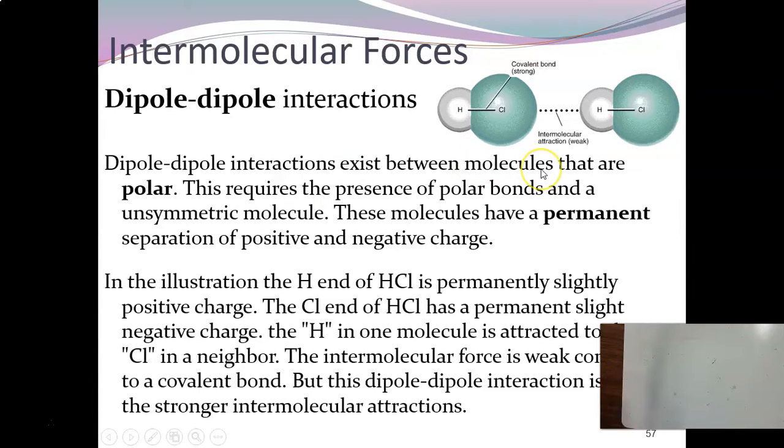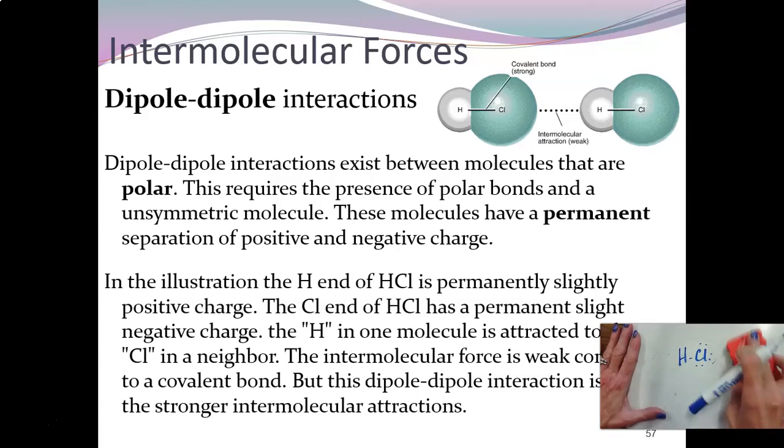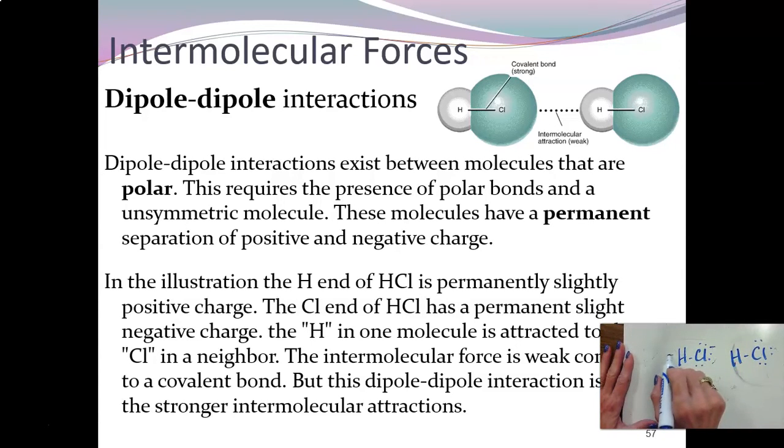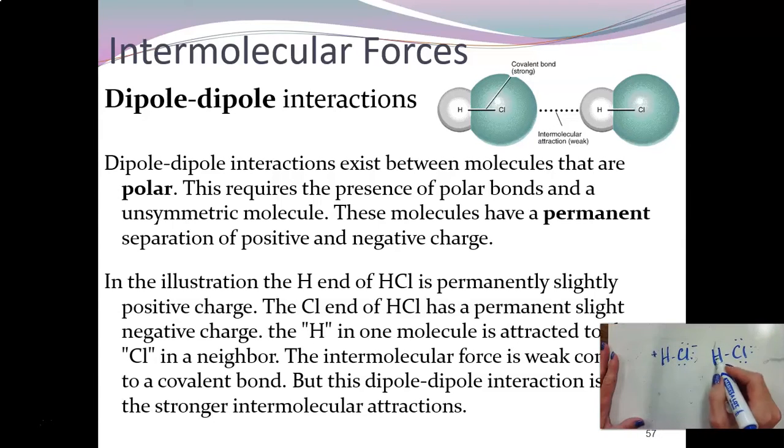Next type of force that we'll talk about is a dipole force, and these occur in polar molecules. Okay, the molecule has to be polar. Here we've got the example of hydrochloric acid. It's polar because there's lots of electrons here, and another HCl. So this end of the molecule is very negative, and this end of the molecule is very positive. The electrons are attracted to the chlorine. Same thing over here. This end of the molecule is positive, and this end of the molecule is negative. Why? Because the electrons are attracted to chlorine.